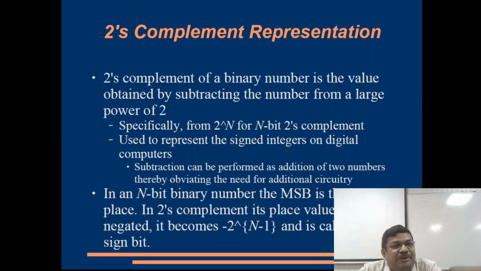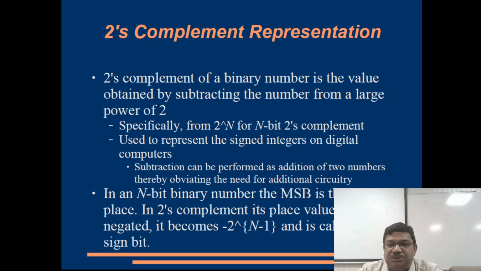For all practical purposes, they do not add up to 0, but practically it is 0. So in an n bit binary number, the most significant bit is the 2 raised to the power n minus 1 place. In 2's complement, its place value is negated. So it is given the negative weight, right? So it becomes negative of 2 raised to the power n minus 1, and it is also called the sign bit because it defines the sign of the number.